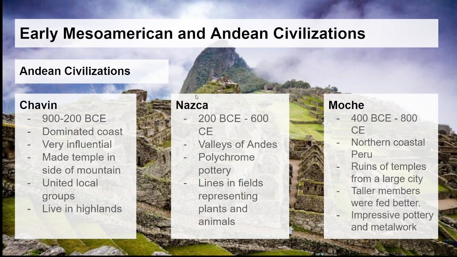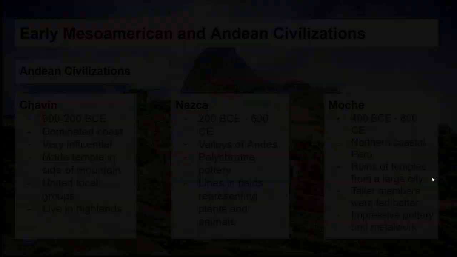Nazca, 200 BCE to 600 CE. They lived in the valleys of the Andes. They had polychrome pottery and lines in fields that they made to represent plants and animals, like if you look from a helicopter view or something like that. Moche, 400 BCE to 800 CE. Northern coastal Peru, ruins of temples from a large city. The taller members were fed better, and they had impressive pottery and metalwork.